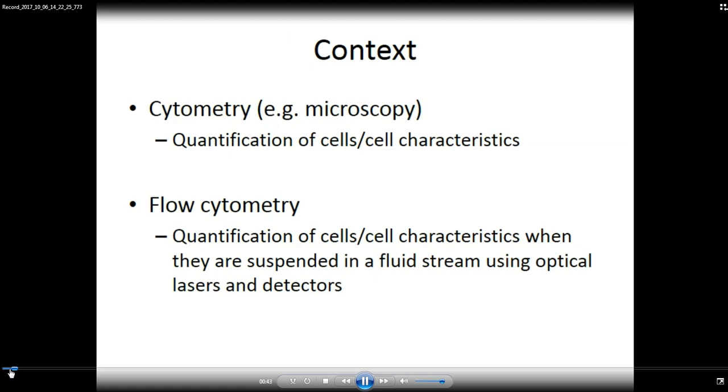So, just a little bit about the theory. The context and the definition of cytometry is the quantification of cells or cell characteristics. And the adaptation of cytometry with regards to flow cytometry is the quantification of cells or cell characteristics when they're suspended in a fluid stream using optical lasers and detectors.